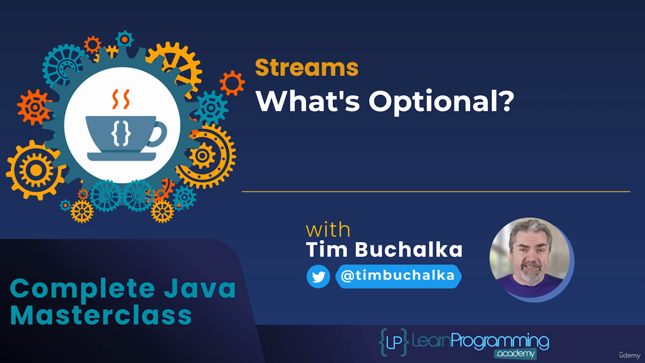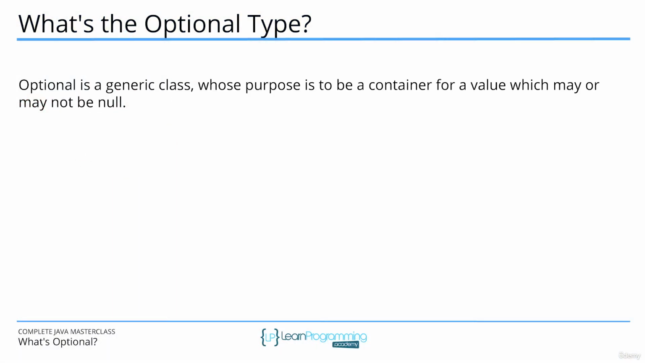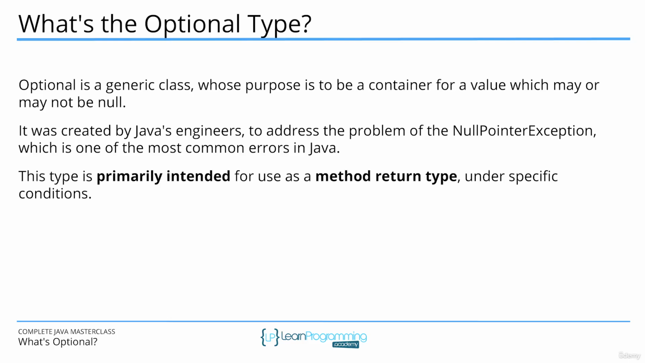You've probably seen Optional on the slides I've shown you on terminal operations. Optional is a generic class whose purpose is to be a container for a value which may or may not be null. It was created by Java's engineers to address the problem of the null pointer exception, which is one of the most common errors in Java. The Java documentation says this type is primarily intended for use as a method return type under specific conditions.